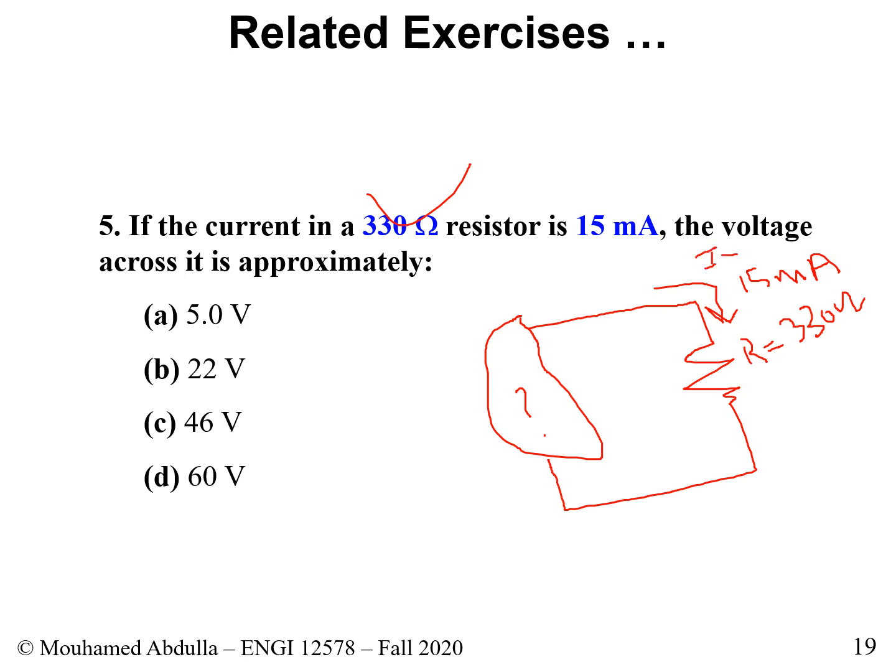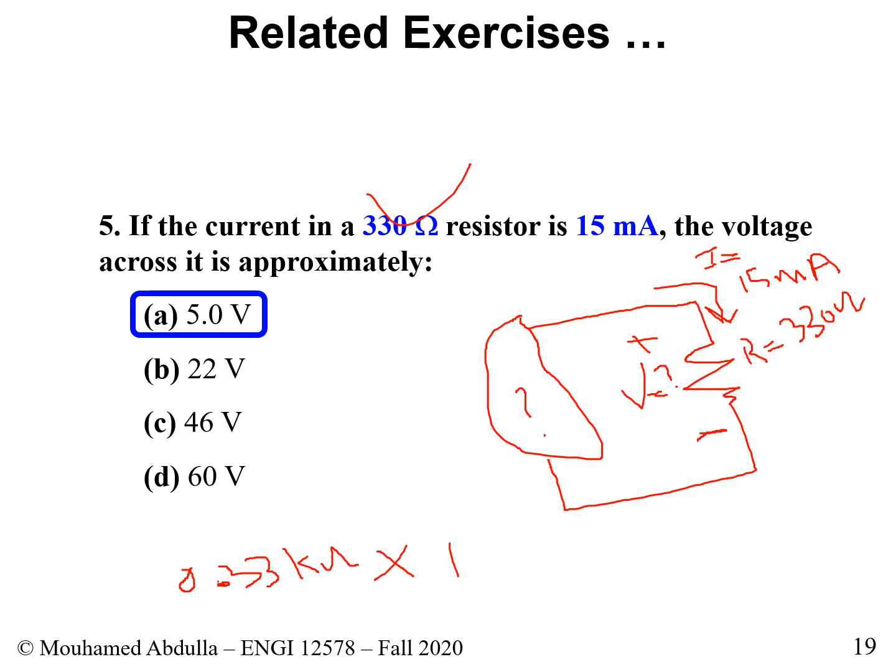The question is, what is the voltage across this resistor? What you do is you simply multiply 330 by 15. So what you could do is say 0.33 kilo ohm times 15 milliamp, and this should give you the answer in volts. Milli and kilo cancel each other. So we take a calculator, we do 0.33 times 15, and that gives us 4.95 volts.